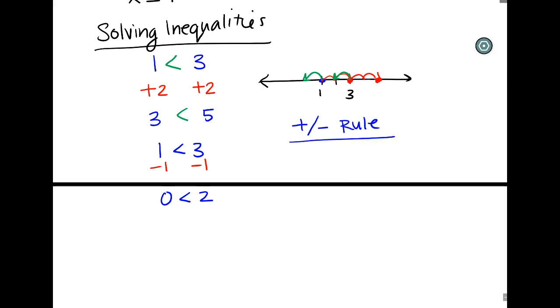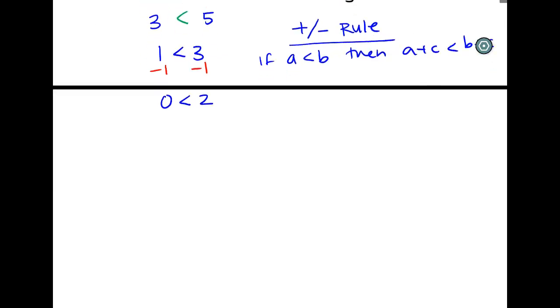Basically it tells us if we have something like A is less than B, then A plus C is less than B plus C. So we can add the same thing to both sides, and we don't change the inequality, much like if we had an equality or an equation. Okay, so what about multiplication and division? That's where things get a little bit trickier.